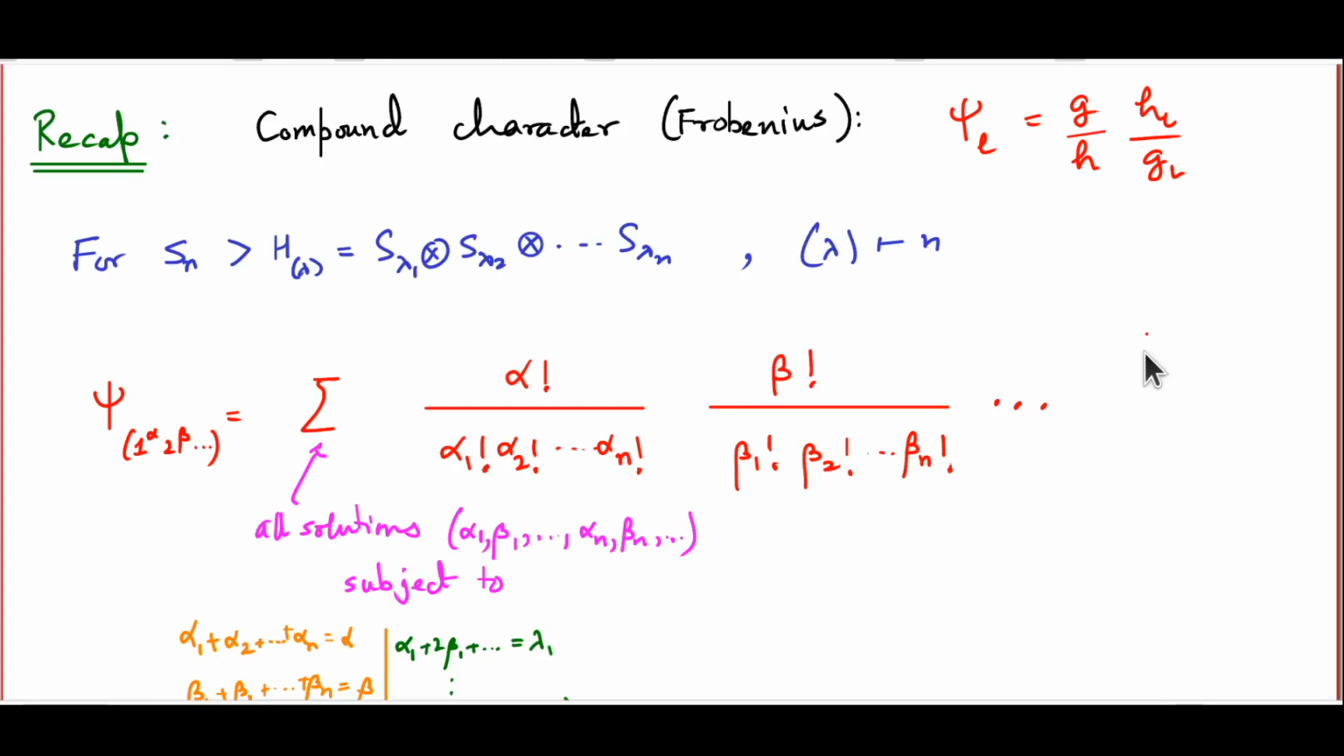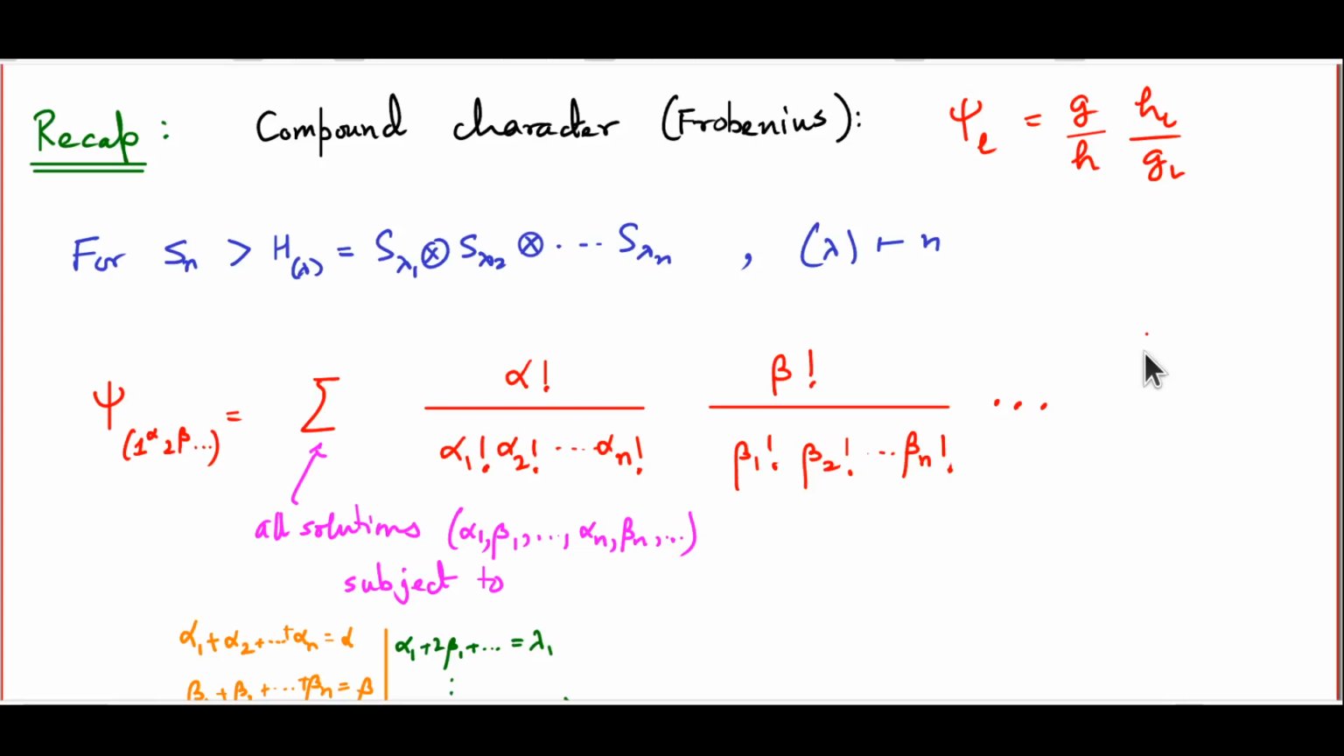We have seen that using elementary results in group theory, we can write down a complete formula for this compound character. So the compound character corresponding to the class labeled 1 to the alpha, 2 to the beta, and so on, that is labeled by the cycle structure as having alpha 1 cycles, beta 2 cycles, and so on, is given by this sum of these multinomial coefficients: alpha factorial divided by alpha 1 factorial, alpha 2 factorial, dot dot dot alpha n factorial, times beta factorial by beta 1 factorial, beta 2 factorial, dot dot dot beta n factorial, and so on.